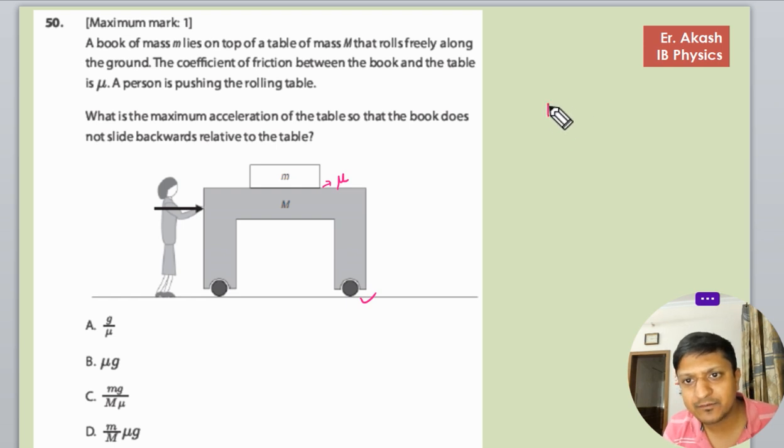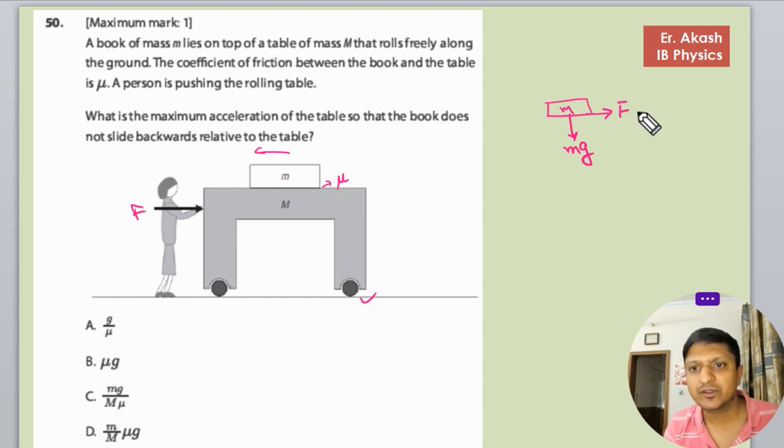So just see what's happening. This is M. So when she puts force there, the book will have a tendency to move backwards. So the friction will be in the front, in this direction. This will be the frictional force. This is mg.